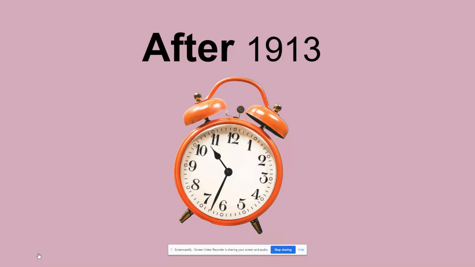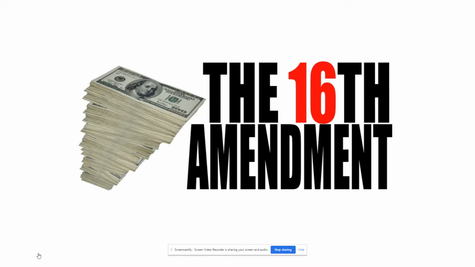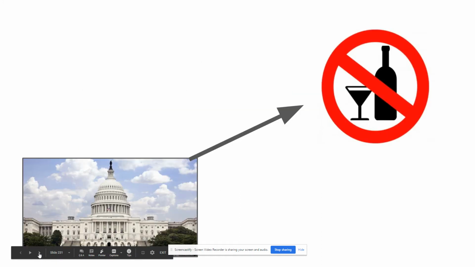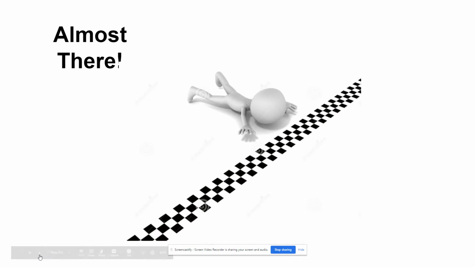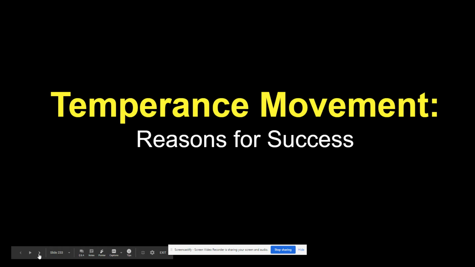Well, the good thing is, after 1913, the 16th Amendment had been passed. It was passed in 1913, which allowed the government from then on to have an income tax, to tax the incomes of Americans. So now the government had a source of income, and that meant they didn't need excise taxes on alcohol. So you could ban alcohol and it wouldn't bankrupt the government. So you really couldn't have the 18th Amendment until you had the 16th Amendment. Once again, that got the temperance movement so close.